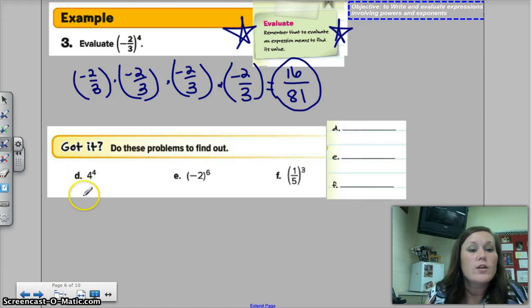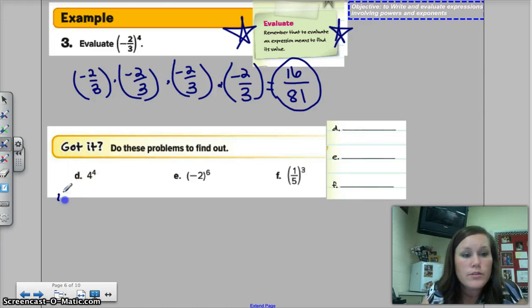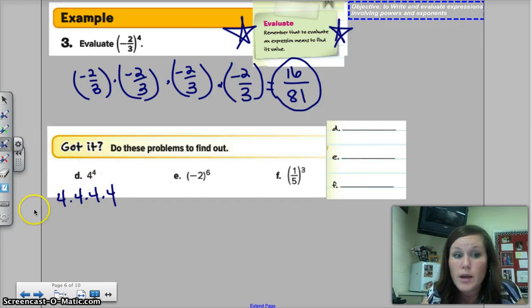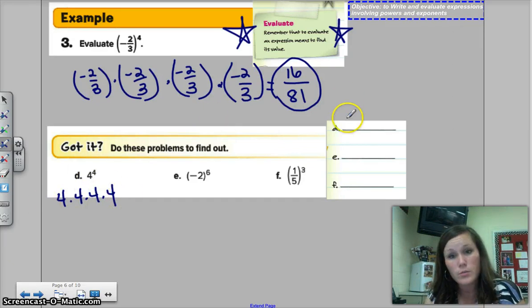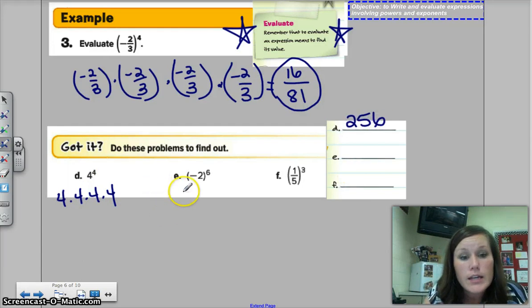Okay, we are going to do 4 to the 4th. That's 4 times 4 times 4 times 4, showing my work. And the answer to that would be 256. In part E, it's -2 to the 6th power.